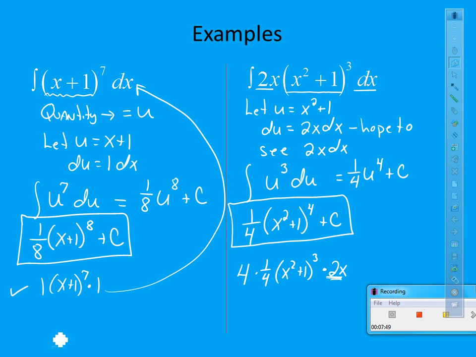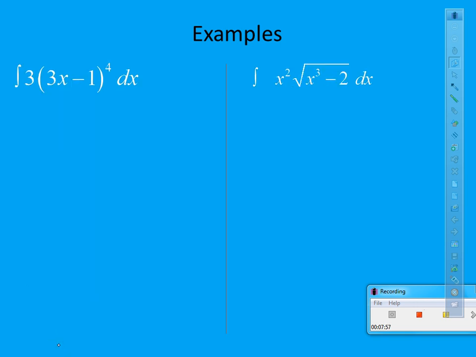So I'm going to keep the pace up a little bit. Another simple one, and then I'm going to switch it up just a little bit. So on this one, I'm going to let u equal 3x minus 1. That means the derivative of u is 3 dx. I hope to see a 3 and a dx. And I do, so this is another easy one.